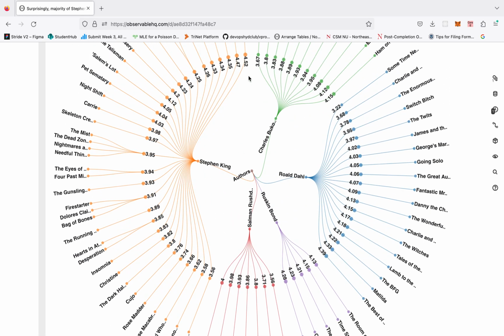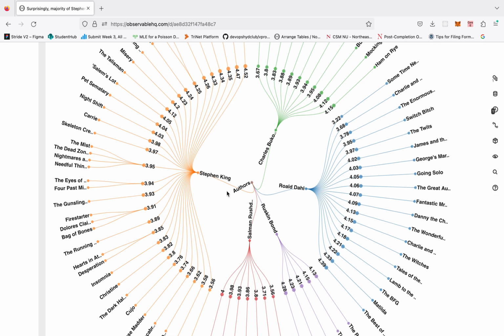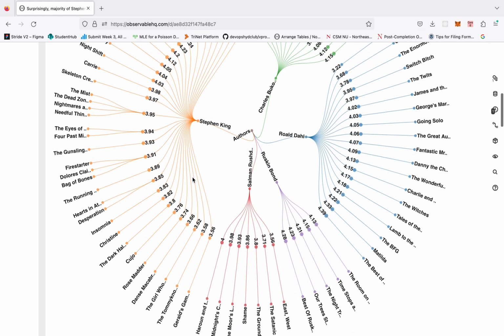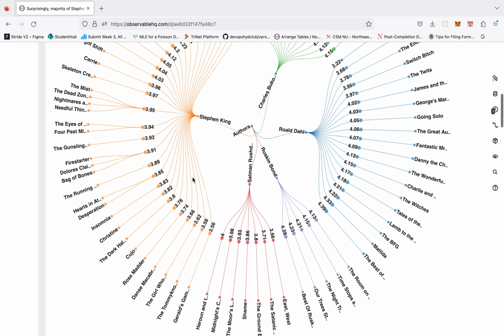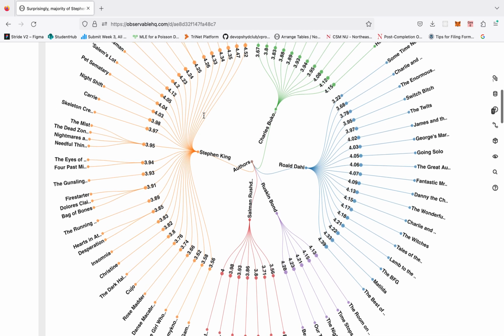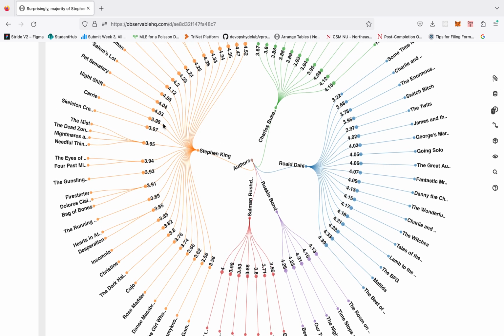For the first of them, let's look at Stephen King and all of his books. So here is Stephen King, and as we can see, he does have a lot of books that have made it to the all-time favorite list. But as you can see, there are more books which are rated below 4 than the ones that are rated above 4. So I guess our first hypothesis was half correct and half wrong, in the sense that he does have a lot of books that have made it to the list, but most of them are rated below 4.